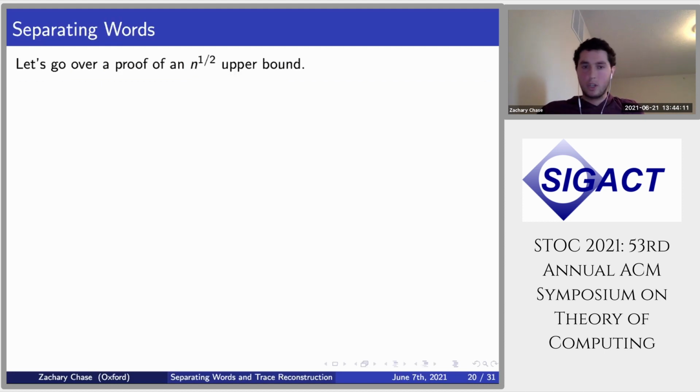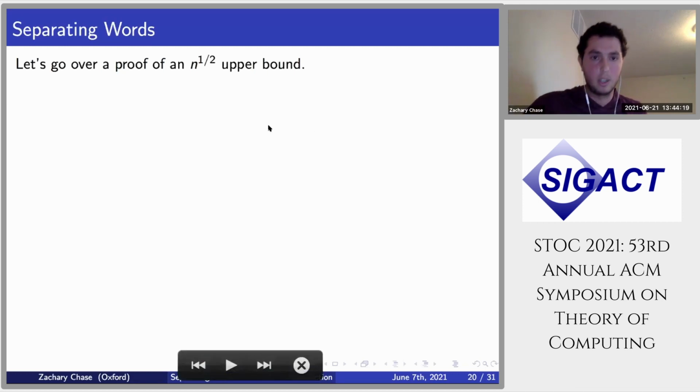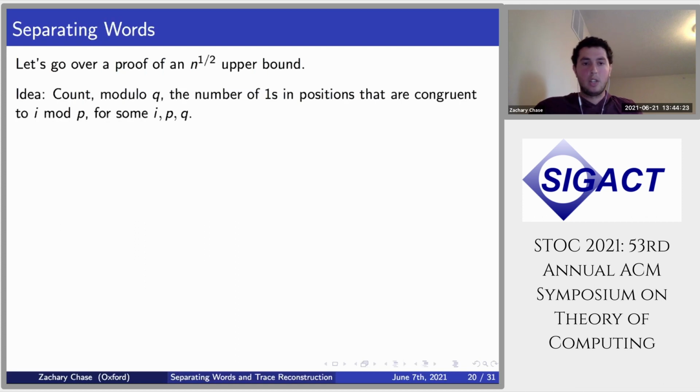Okay, so let's go over the proof of an n to the 1/2 upper bound. It will give some intuition for the argument we come up with to improve to n to the 1/3. So the idea is to count modulo q the number of ones in positions that are congruent to I mod p for some I, p, and q. So you look at positions that are I mod p, you count the number of times you see a 1, and then you reduce this count modulo q.